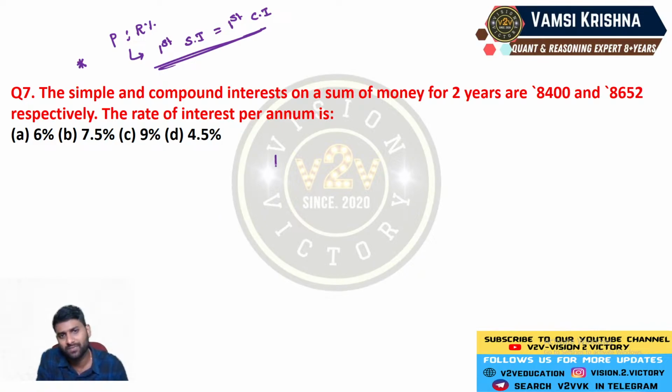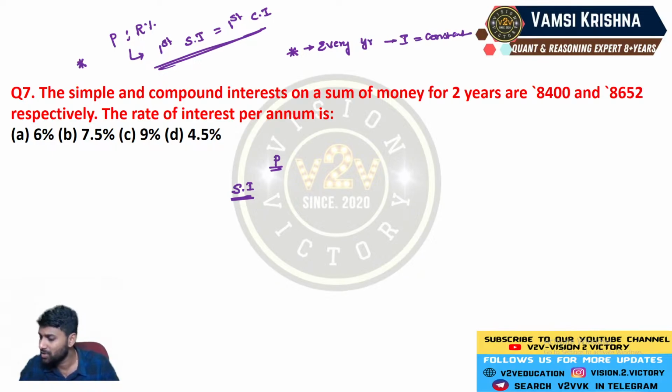Now see, there is one principal here. For simple interest for 2 years, it earns exactly 8,400, and you already know the simple interest concept. Every year the interest is always constant, but compound interest changes every year. Why? Because you should pay interest on the interest. Compound interest means you pay interest on the interest.